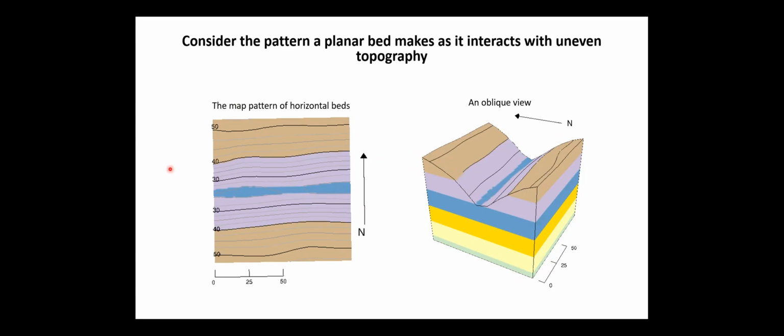Okay, so notice the map pattern of horizontal layers. The map pattern of horizontal layers are contacts between the tan unit, purple unit, and blue unit. When the beds are horizontal, the map pattern perfectly follows the elevation contours in map view. And this is what it would look like in 3D view. You can imagine that the contact between the tan and purple unit is a plane that connects across this eroded canyon. So that's a very simple case of horizontal beds interacting with uneven topography.